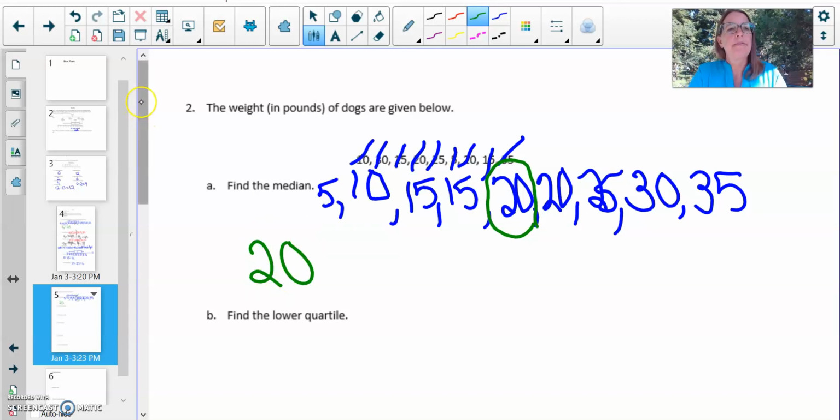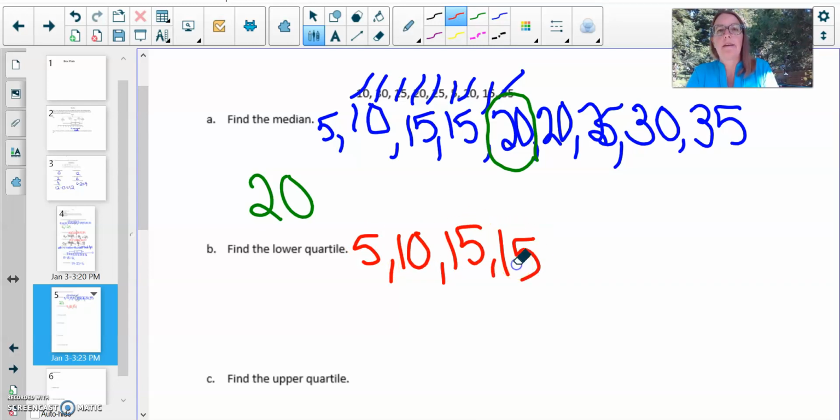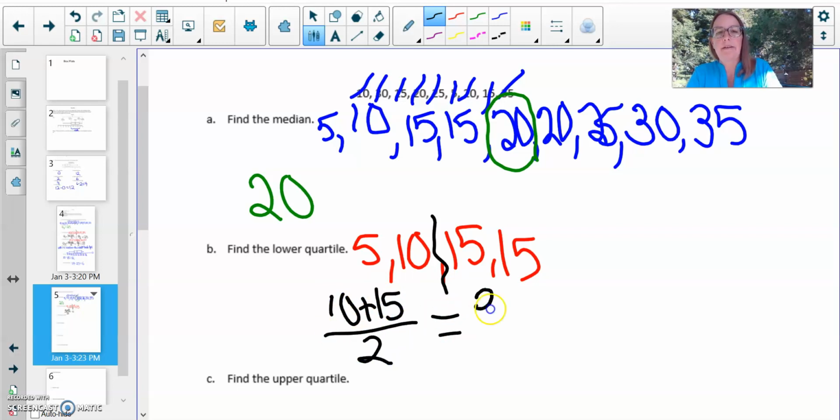Lower quartile, I'm going to look at the lower half of the data. I'm going to rewrite it so I have it in front of me. So 5, 10, 15, and 15. Find its median between 10 and 15. I would add 10 and 15 together and divide by 2. So 25 divided by 2, which is 12.5.